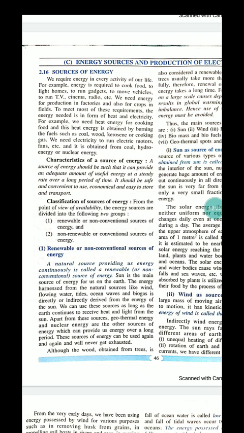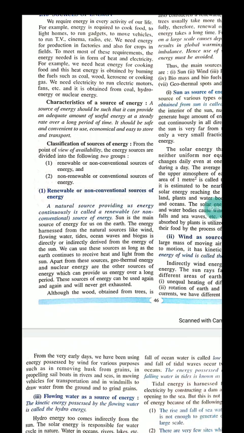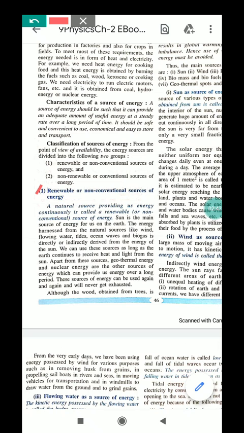Now, classification of sources of energy. There are two classifications. One is renewable or non-conventional energy, and another one is non-renewable or conventional energy source. So what is renewable source of energy? The energy that we will get continuously. The natural source providing us energy continuously is called a renewable source. That means the energy which we will get continuously without any break is known as renewable source.